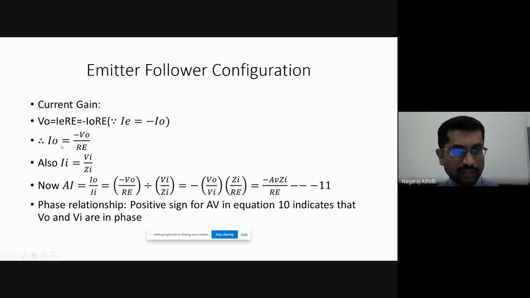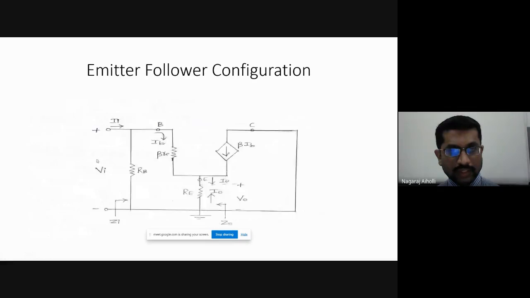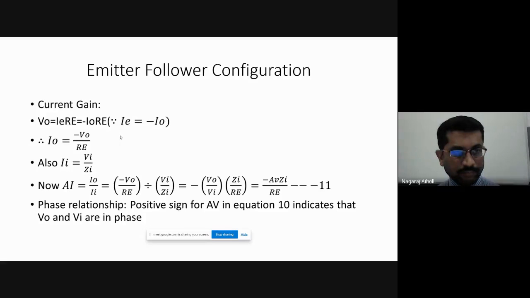That is, I0 current is equal to minus V0 divided by RE, the resistance connected to the emitter terminal. What is II? We know that it is input voltage divided by input impedance. This current II is input voltage VI divided by input impedance ZI. VI divided by ZI gives the input current II. Write it: II is equal to VI by ZI.